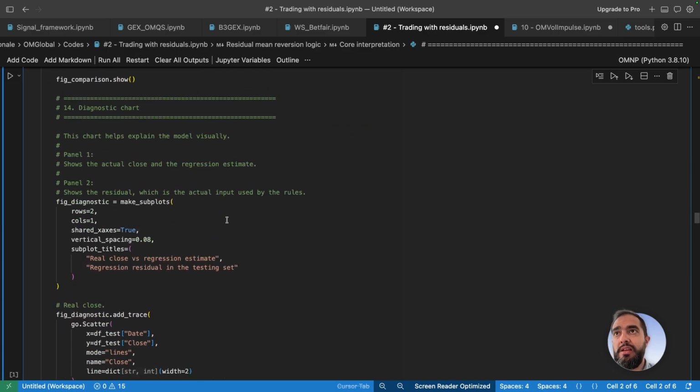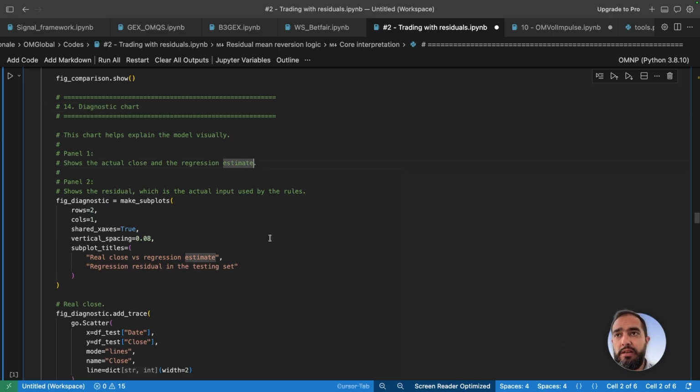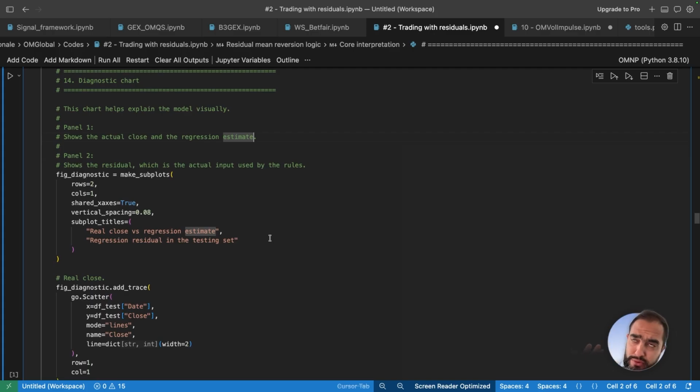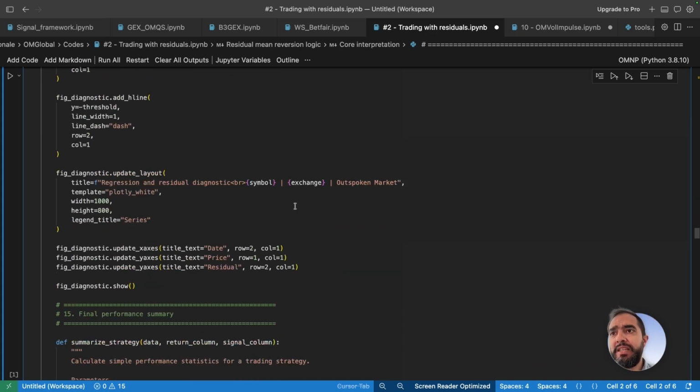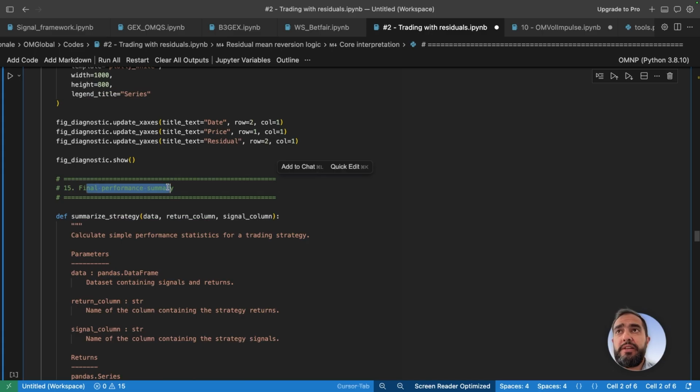We plot the comparison of the charts, comparing the cumulative return of the quartile strategy and the simple rule strategy. And then we also have, in step number 14, the diagnostic chart that will help to explain the model visually. So you can see how close the linear regression was fitting the actual close that we had for the asset. Honestly, this is more of a makeup than anything really useful, but it's cool to see. So we are going to check it. And then the final one is the final performance.